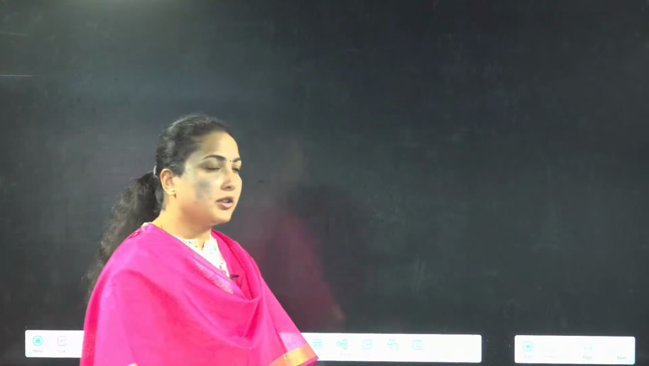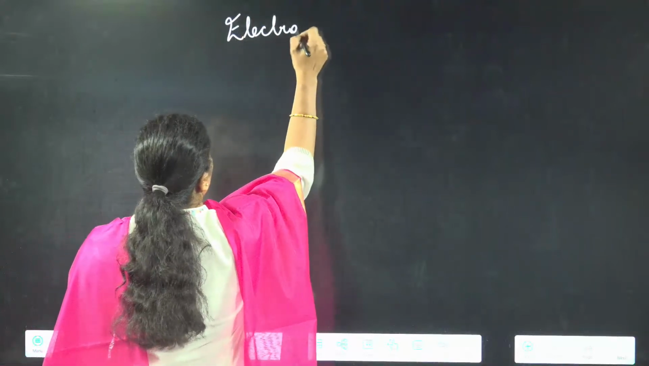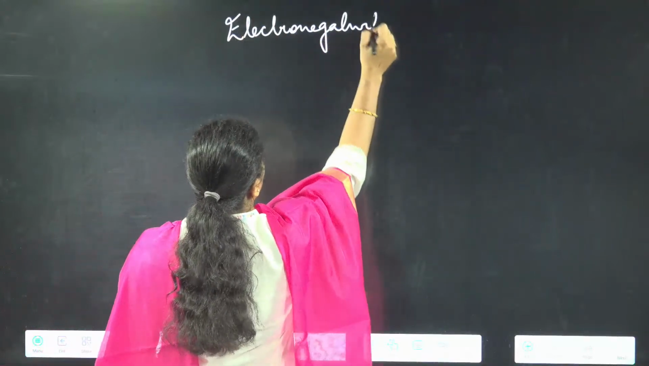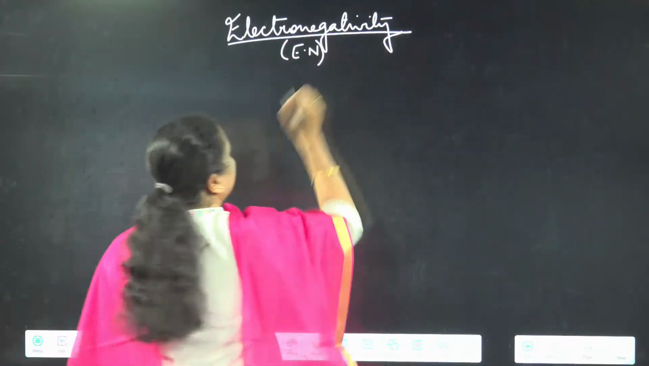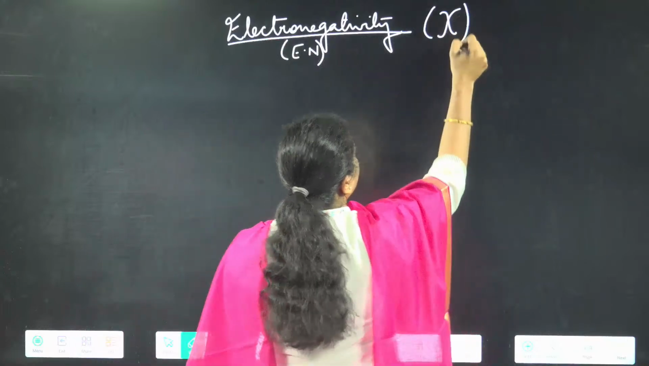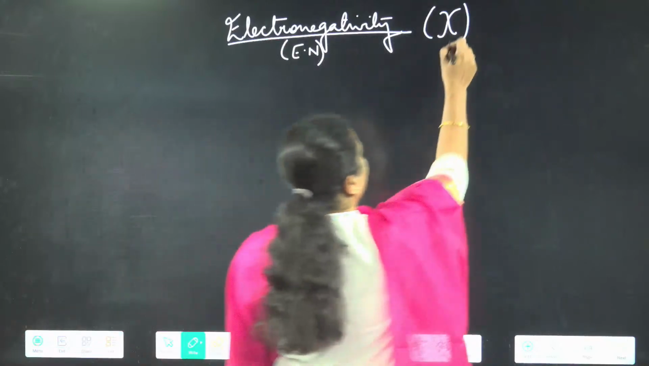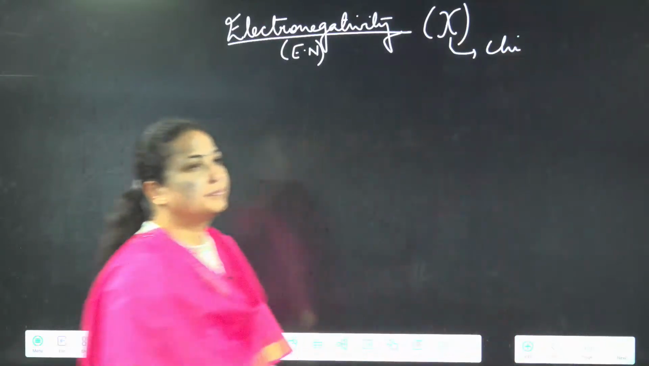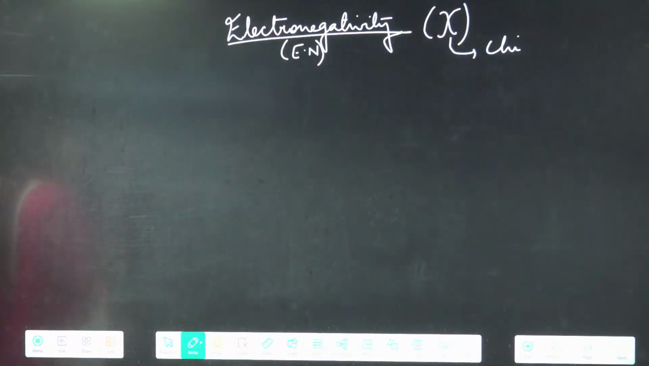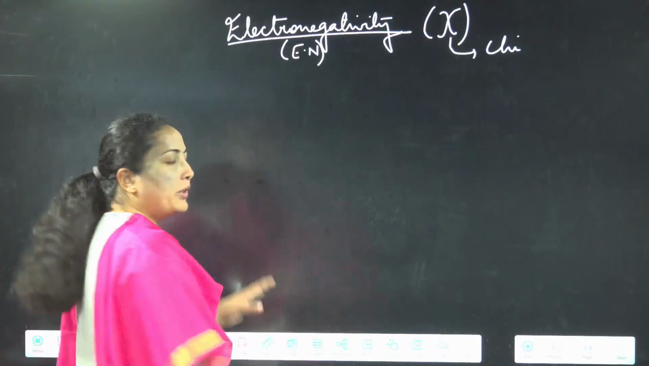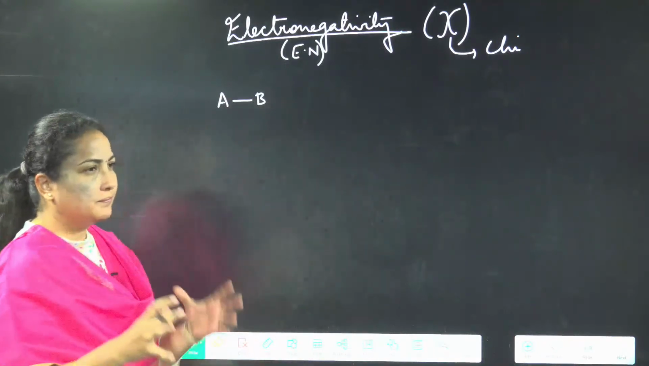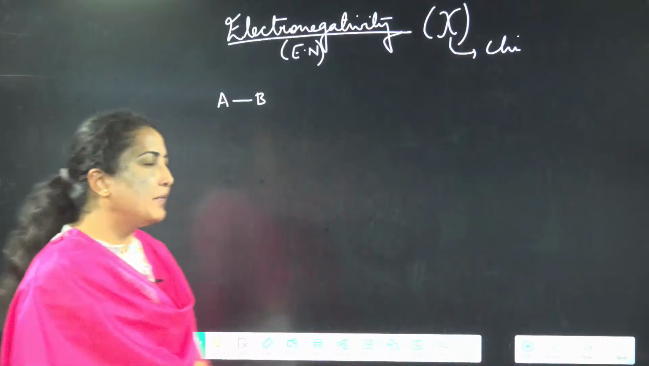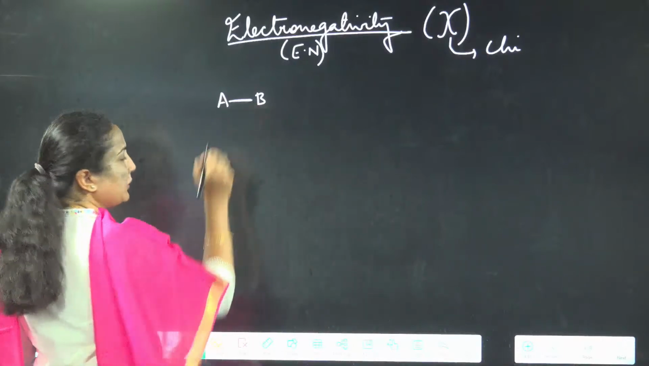Now we'll proceed towards another property, which is electronegativity. Electronegativity, which in short we'll be writing as EN, right? And the ideal symbol for that is chi. We say this as chi. EN is our shortcut as such. Now when I talk about electronegativity, let us say I'm having a particular AB molecule, and here I'm having a bond which exists between them, right?